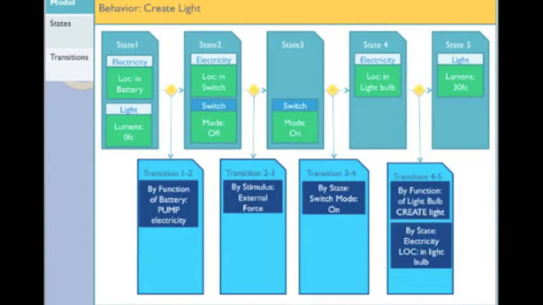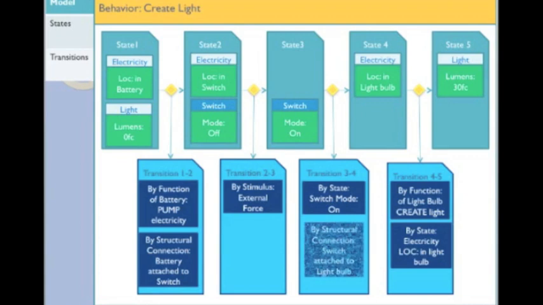In fact, we could add to each of these transitions some explanations by structural connection, which are also necessary. For example, in transition 1 to 2, the electricity could not move from the battery to the switch unless they were connected. Thus, we could add an explanation by the structural connection like so. Likewise, we could add to transition 3 to 4 connections between the switch and the light bulb like so.